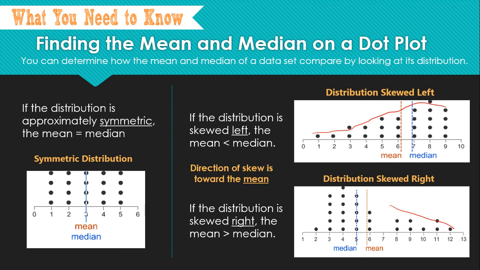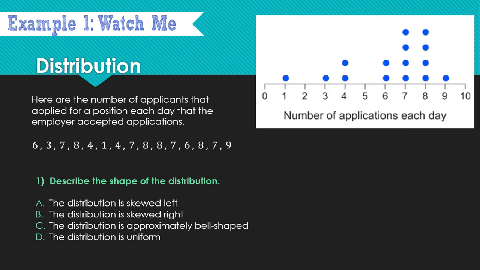So let's answer a question based on this information. Remember that the direction of the skew is toward the mean. Here are the numbers of applicants that applied for a position each day that the employer accepted applications. We have the set of data, but nicely they gave us the dot plot, so we can just interpret the dot plot. Describe the shape of the distribution.